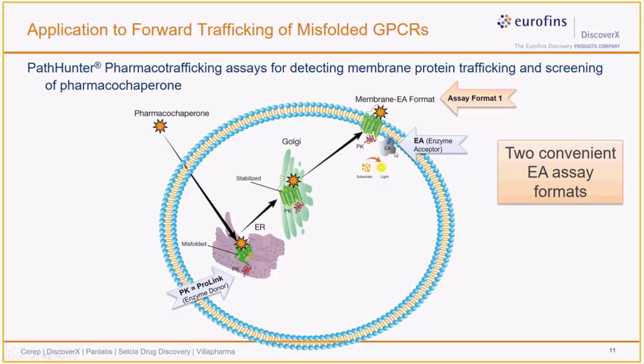This is the first format. So the EA is bound to the membrane, while our ProLink or enzyme donor is bound to our target of interest. So this is a mutated GPCR in this case.